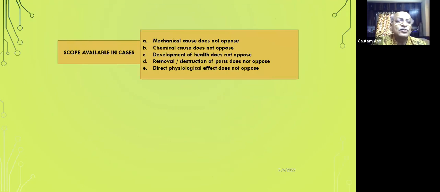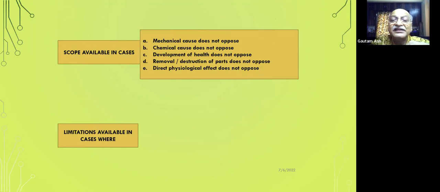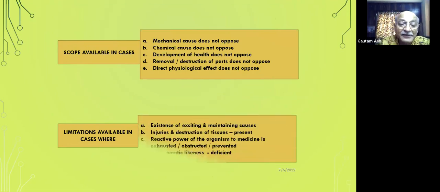scope, in short, is available in cases where mechanical cause does not oppose, chemical cause does not oppose, development of health does not oppose, removal or destruction of parts does not oppose, direct physiological effect does not oppose. In those cases, scopes are there for homeopathic treatment. That is our therapeutic part for the GI problems.